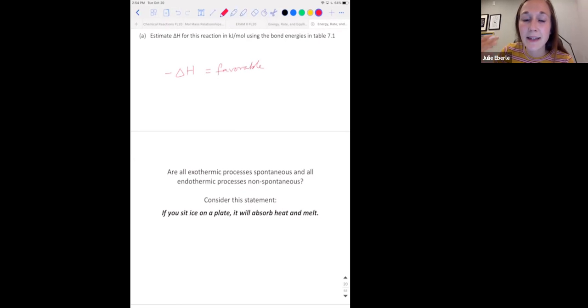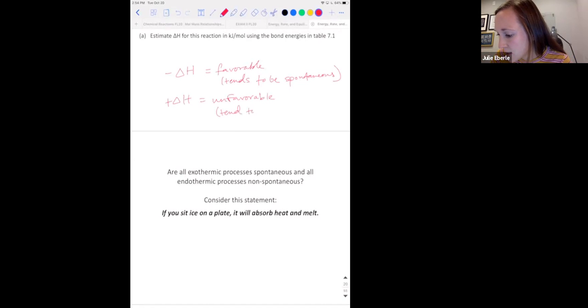Okay, a reaction that has a negative delta H tends, I'll say tends, because it's not necessarily always, but tends to be spontaneous. All right, a positive delta H is unfavorable, and these reactions tend to be non-spontaneous. All right, so with a negative delta H, that's favorable.